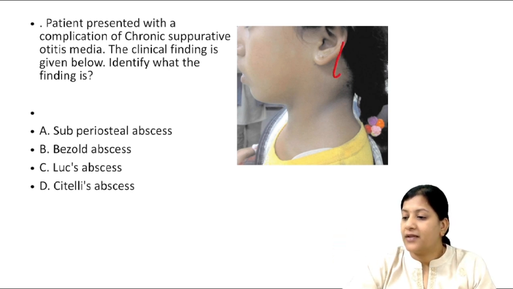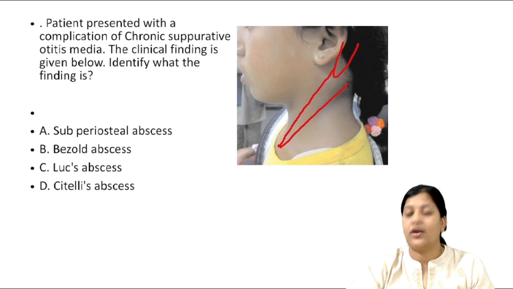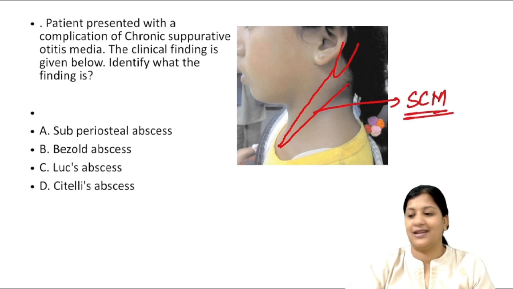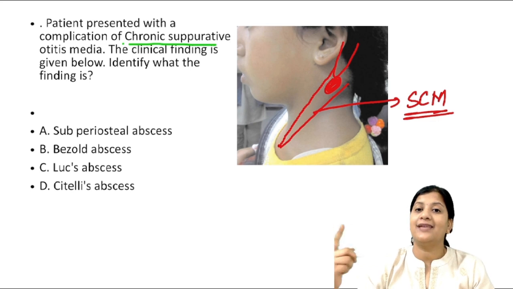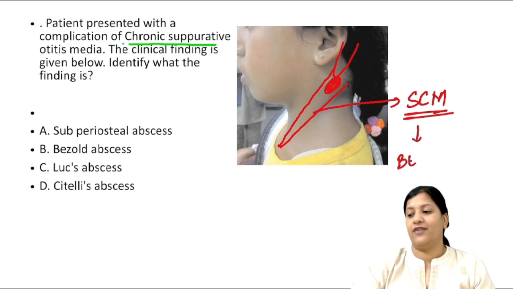If this is the mastoid bone, there is a muscle attached from the sternum going to the mastoid, from the sternoclavicular joint to be more specific. What is that muscle? Yes, that muscle is your sternocleidomastoid muscle. Now, if you have a swelling in the sternocleidomastoid muscle following CSOM, you will think of mastoiditis resulting in this abscess. So what will be the name of the abscess when there is pus in the sternocleidomastoid muscle? Very good. We call it Bezold's abscess. So Bezold's abscess is pus in the sternocleidomastoid muscle.